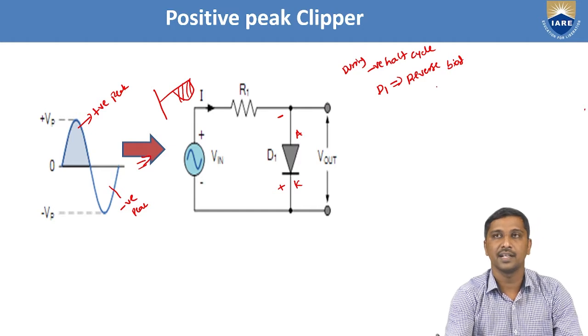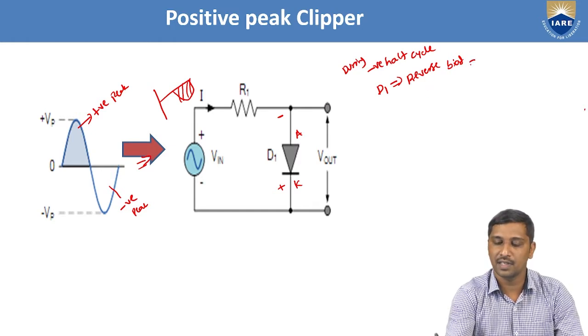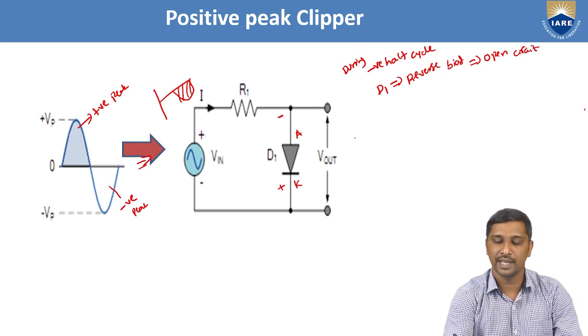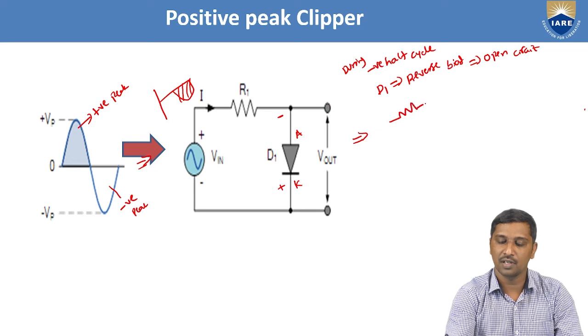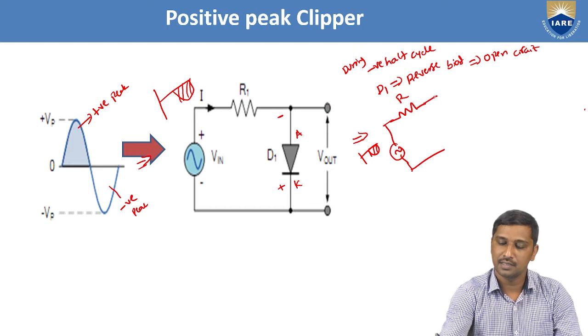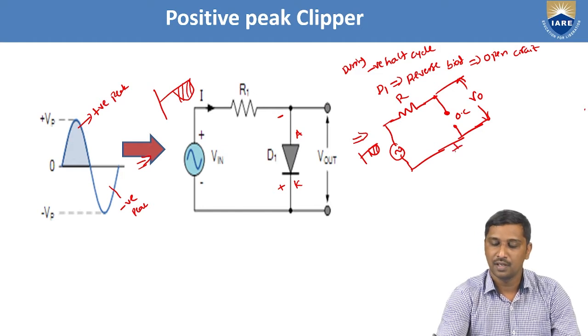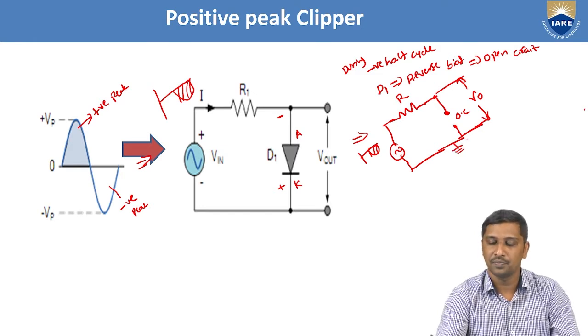If the diode is reverse biased, then we know that it is replaced with an open circuit. Hence, here I am going to draw the equivalent model. Let us say this is the R and this is your input signal, and let us assume that a negative peak is passing through the circuit. So D1 is replaced with an open circuit. Now at this point, we are going to observe the output voltage. From this equivalent circuit, we need to determine the output voltage.